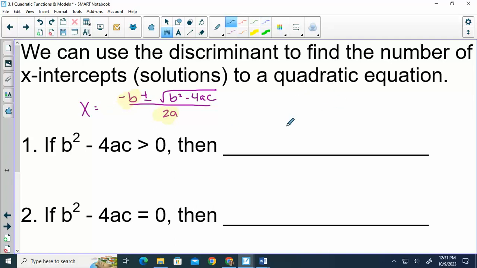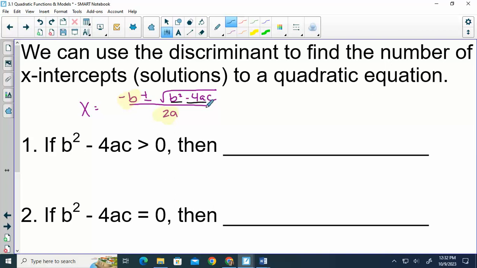And you know with a parabola, there are several options. It could hit the x-axis 2 times. It could hit 1 time. Is it possible to never hit? Yeah. So those look different when you graph them. We can tell without doing the entire quadratic formula just by looking at b squared minus 4ac.